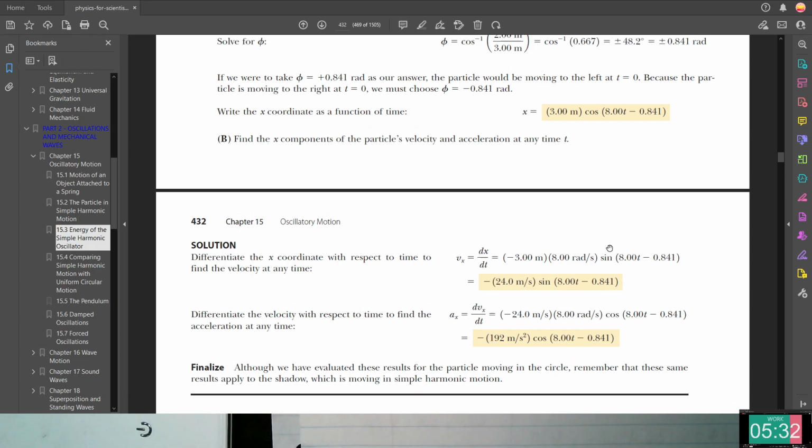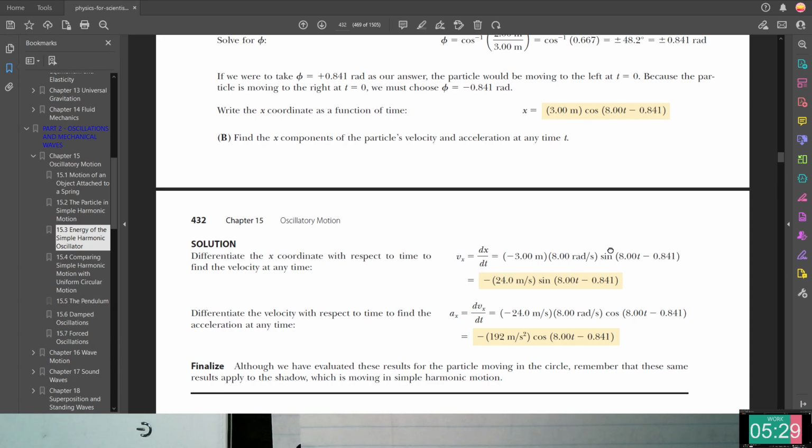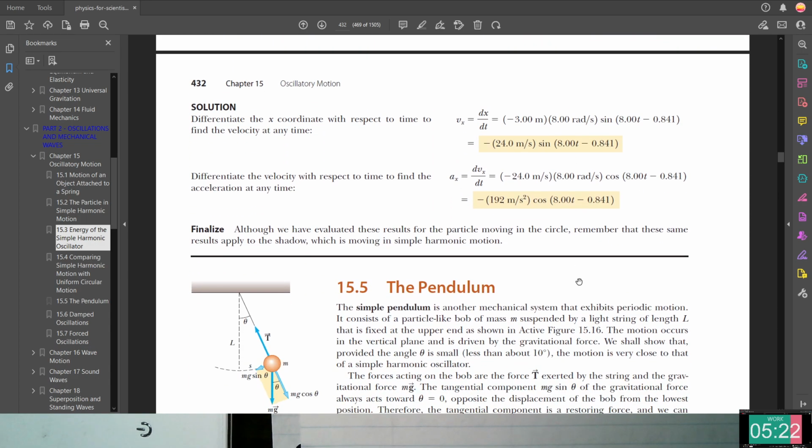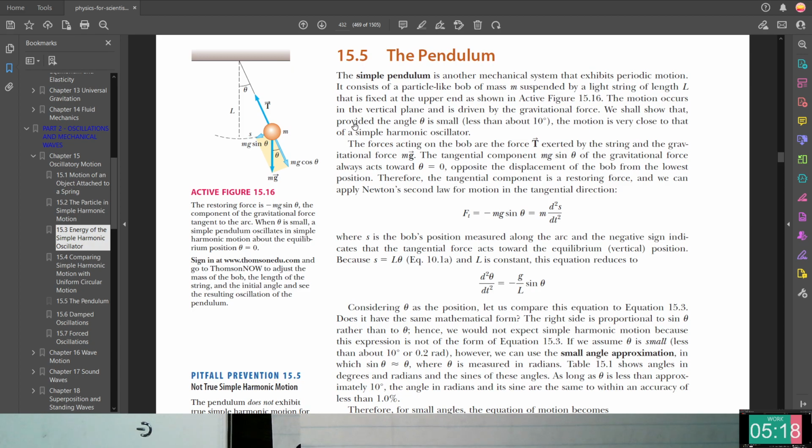Finalize, although we have evaluated these results, remember that these same results apply to the shadow, which is moving in simple harmonic motion. Okay. I still don't know what the phase shift is, but that brings us to the end of the chapter. Now we're at the pendulum. I can't say that word very well. I make it to 15.5 and then 15.6, and then we're going to start on waves. It's pretty important, this chapter. I don't know, maybe I can start with calculus. But then eventually I'm going to just swing back, obviously, whatever.